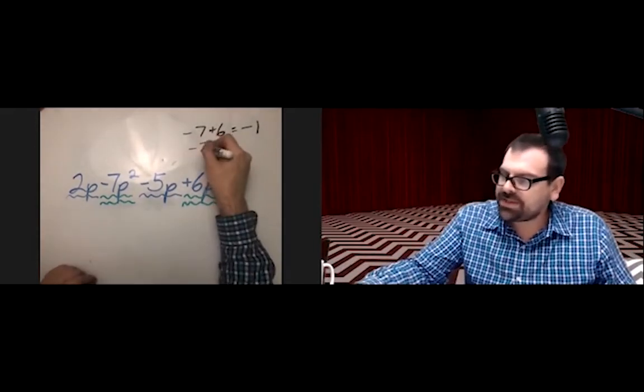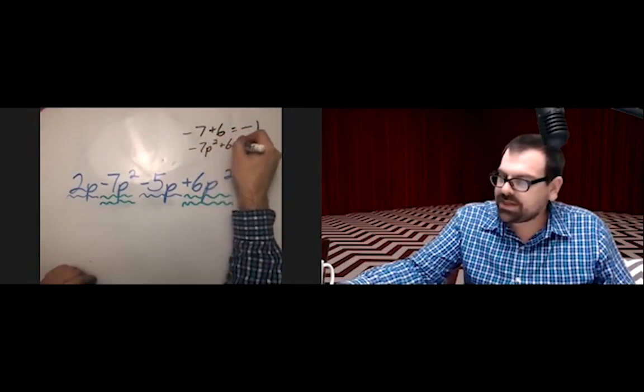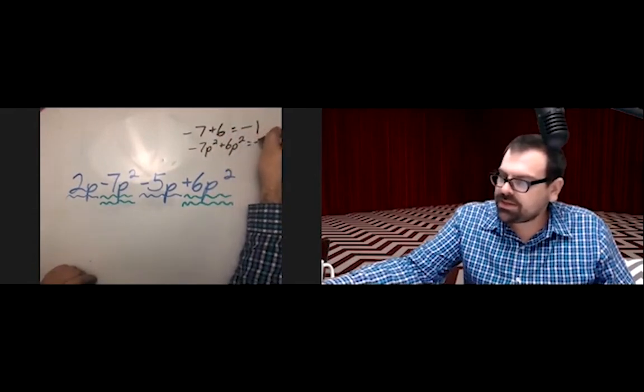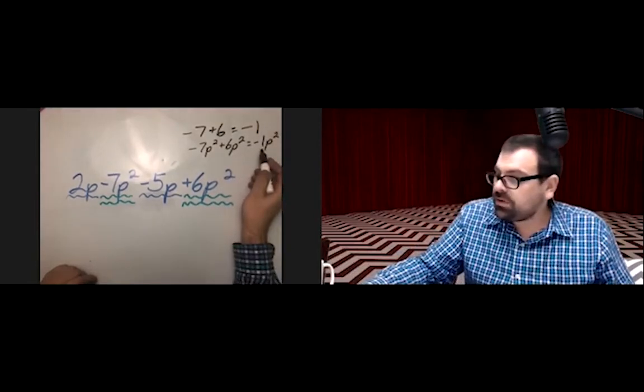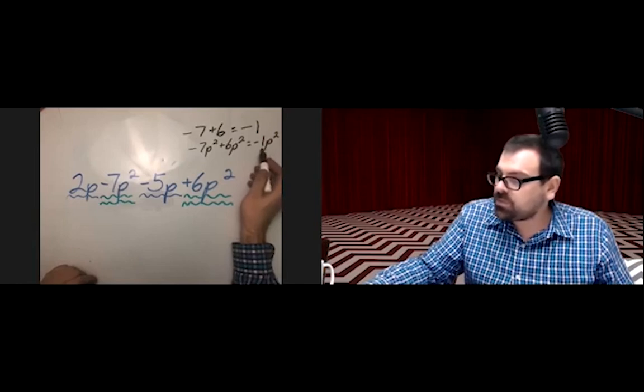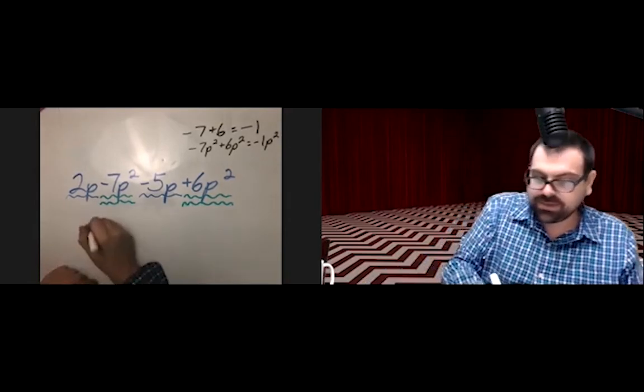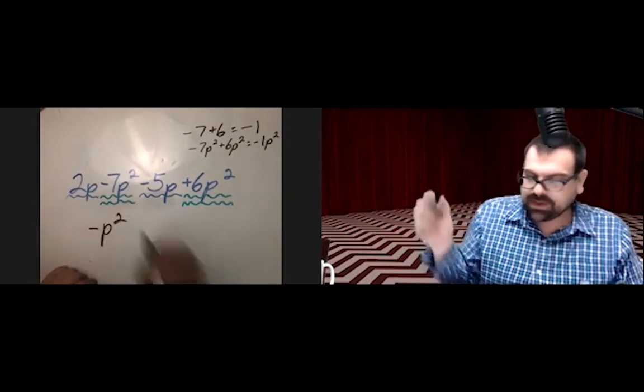Which means negative 7p squared plus 6p squared is negative 1p squared. And what did we just say? We don't leave negative 1 in the final answer because 1 times p squared is just p squared. So negative p squared is that part.